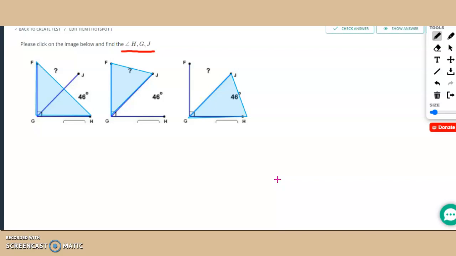Now, when we look at them, we have to follow the directions. This is telling us that first we go to H, then we go to G, then we go to J. So which one of these follows that path? Well, let's look at it.